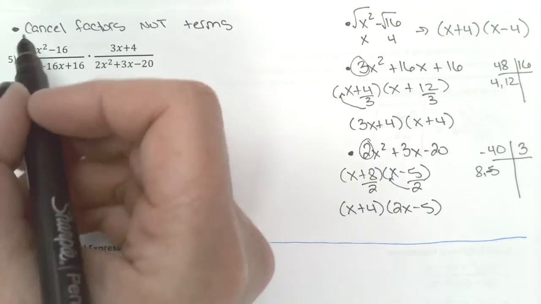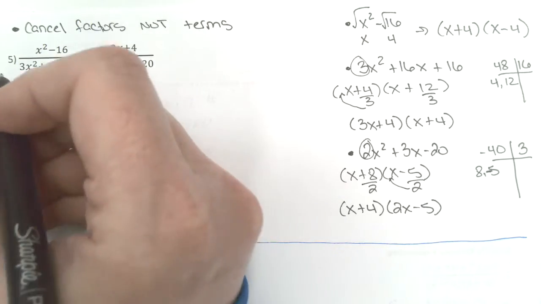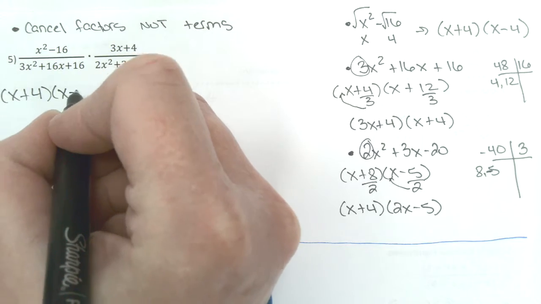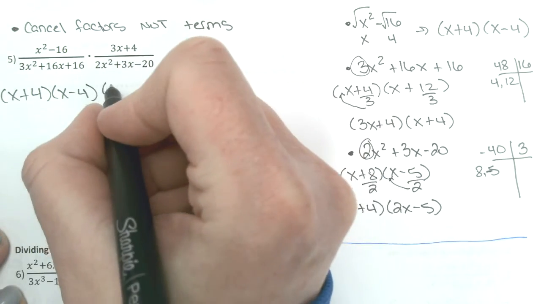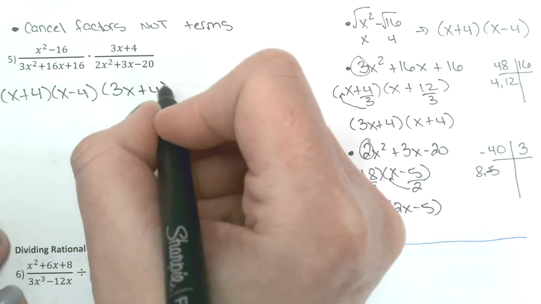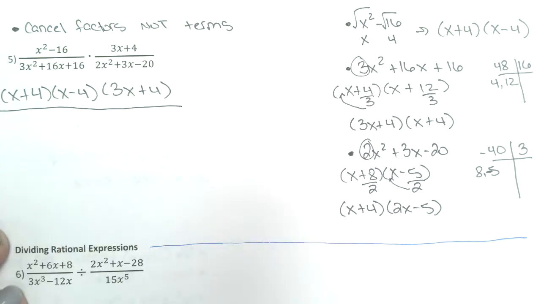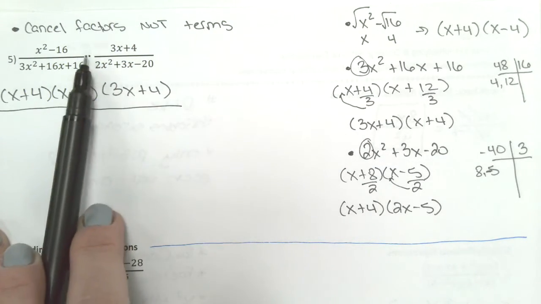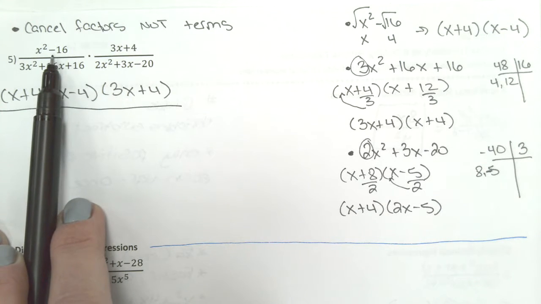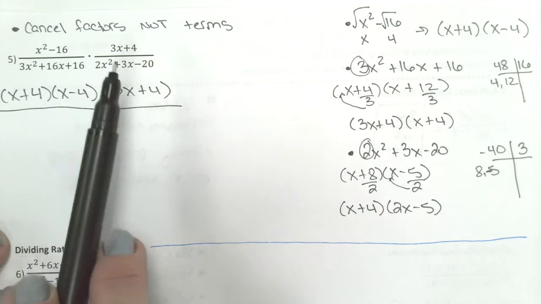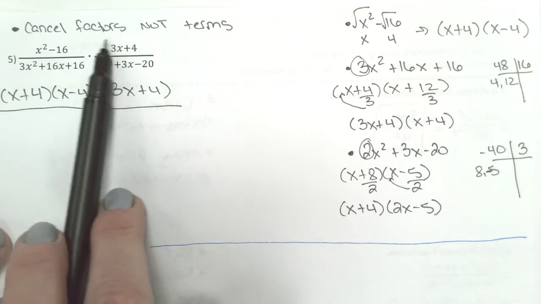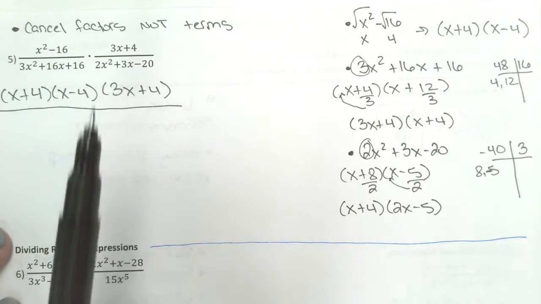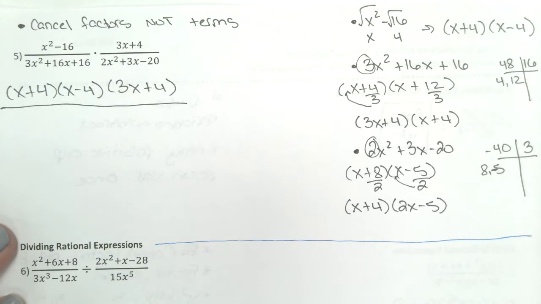All right, so let's rewrite everything. So x squared minus 16 is the x plus 4, x minus 4. And then 3x plus 4. When you multiply fractions, we multiply straight across. The fact that this is different from this, it really doesn't matter because we just multiply straight across. So that's why I didn't break it up or anything. It's just all one big numerator now.